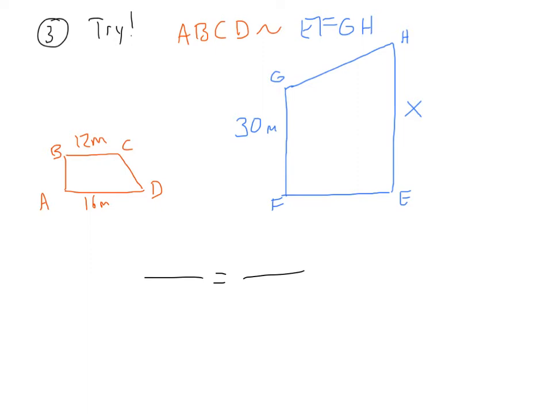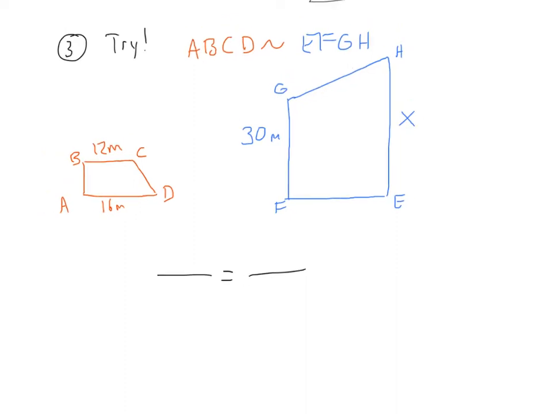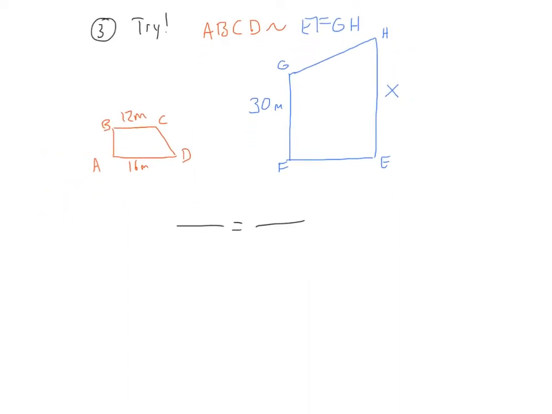So I know side BC, okay, it's 12, right? So I'm going to set it up with the letters first. I'm going to do BC over its corresponding side here. Well, what is BC's corresponding side? Well, BC is the second and third letters. So the second and third letters here are FG. And look, there's FG, okay?